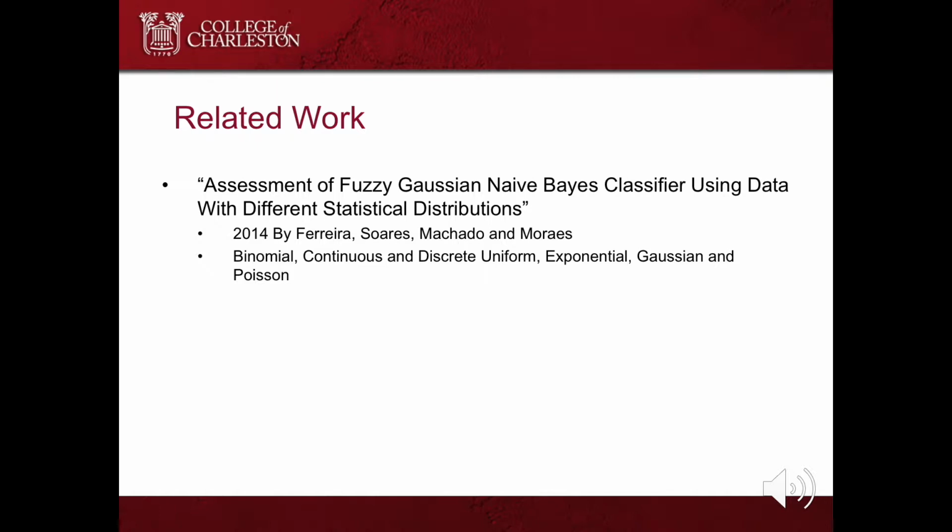In 2014, the same researchers used the fuzzy Gaussian naive Bayes classifier to classify 6 different statistical distributions. The distributions included binomial, continuous and discrete uniform, exponential, Gaussian, and Poisson.